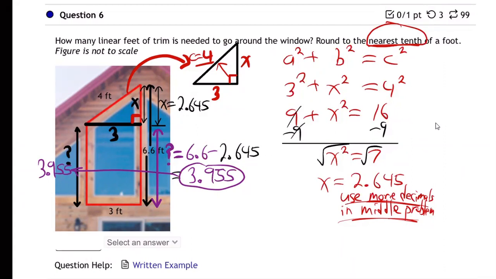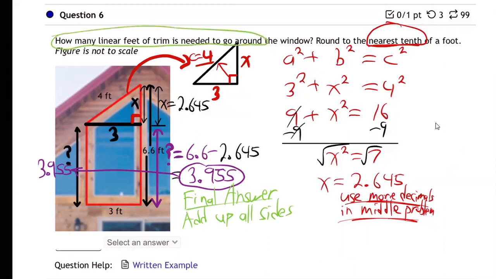Seems like we should be done by now, huh? Final answer. The final answer, add up all the sides, because that's what they asked us to do. How many linear feet of trim to go around the window, all the way around. So I did all that work so I could find this left side.